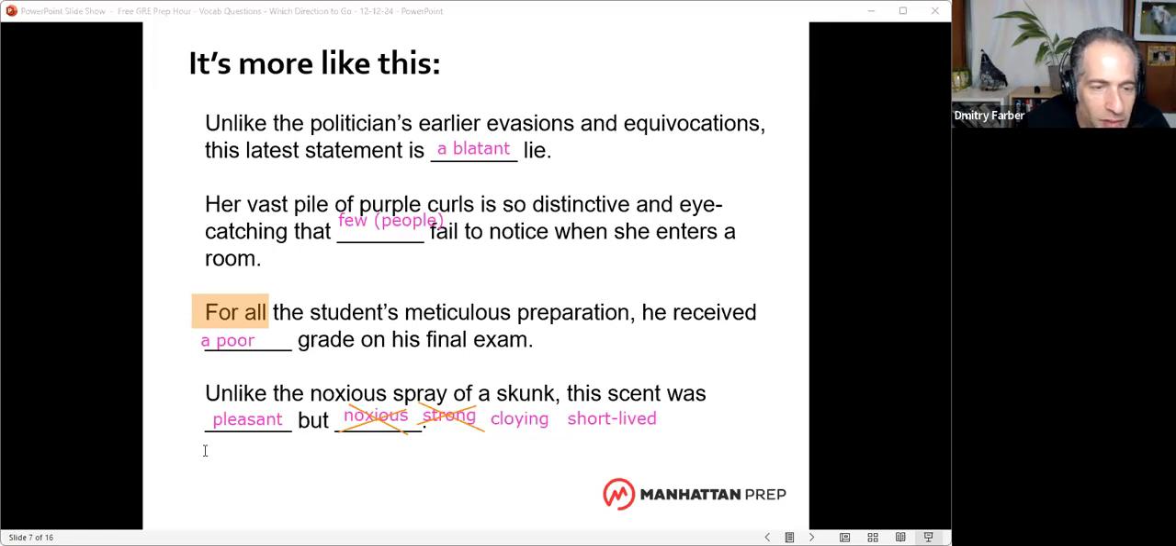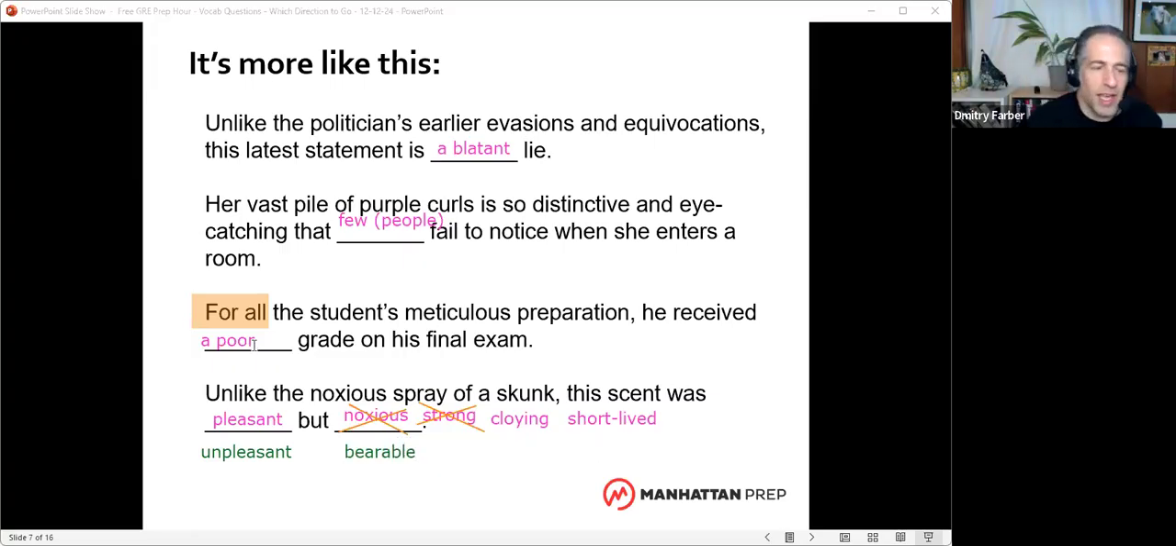I would actually have unpleasant here. So bear with me. You'd say, wait, isn't the noxious spray of a skunk unpleasant? Yes, but what could I fill into the second one that would make that make sense? If I'm comparing something to a noxious spray of a skunk, what if I have another scent that's unpleasant, but what? Yeah, Megan. Bearable, right? Tolerable, something like that.